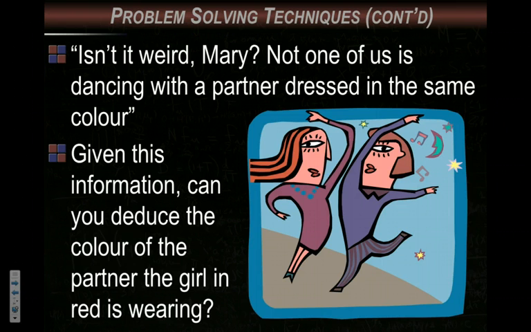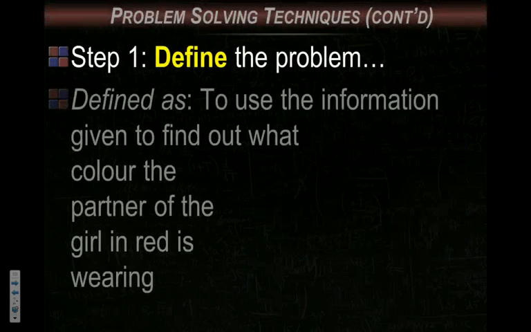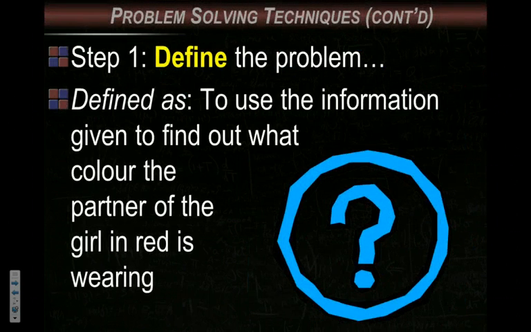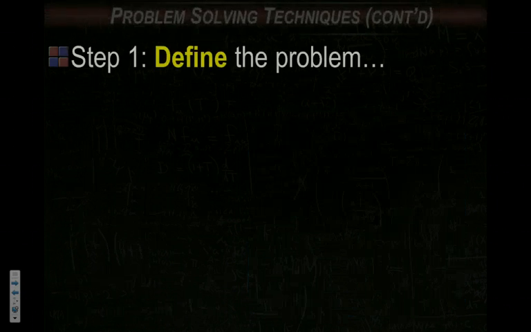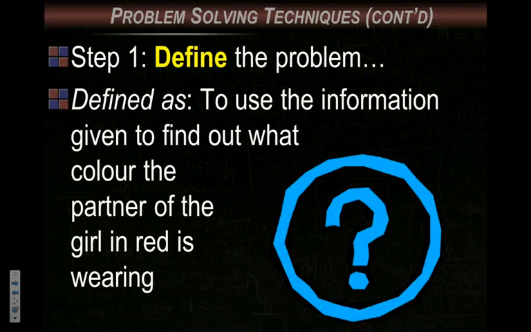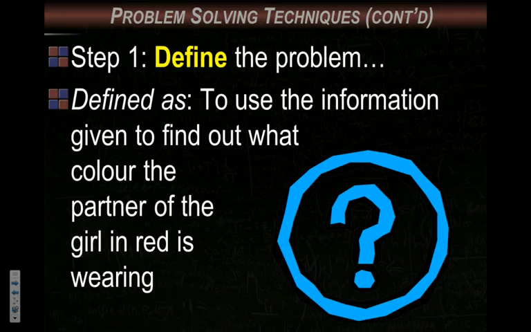Now, I want to do this using 5 steps. So let's try it. Step 1, define the problem. Well, this one's pretty well defined. If I go back a screen, the color of the partner of the girl in red. So my final answer should say, the partner of the girl in red is wearing this color. Okay, so I've got step 1 pretty well defined. What is the partner of the girl in red wearing? Let's go to step 2.